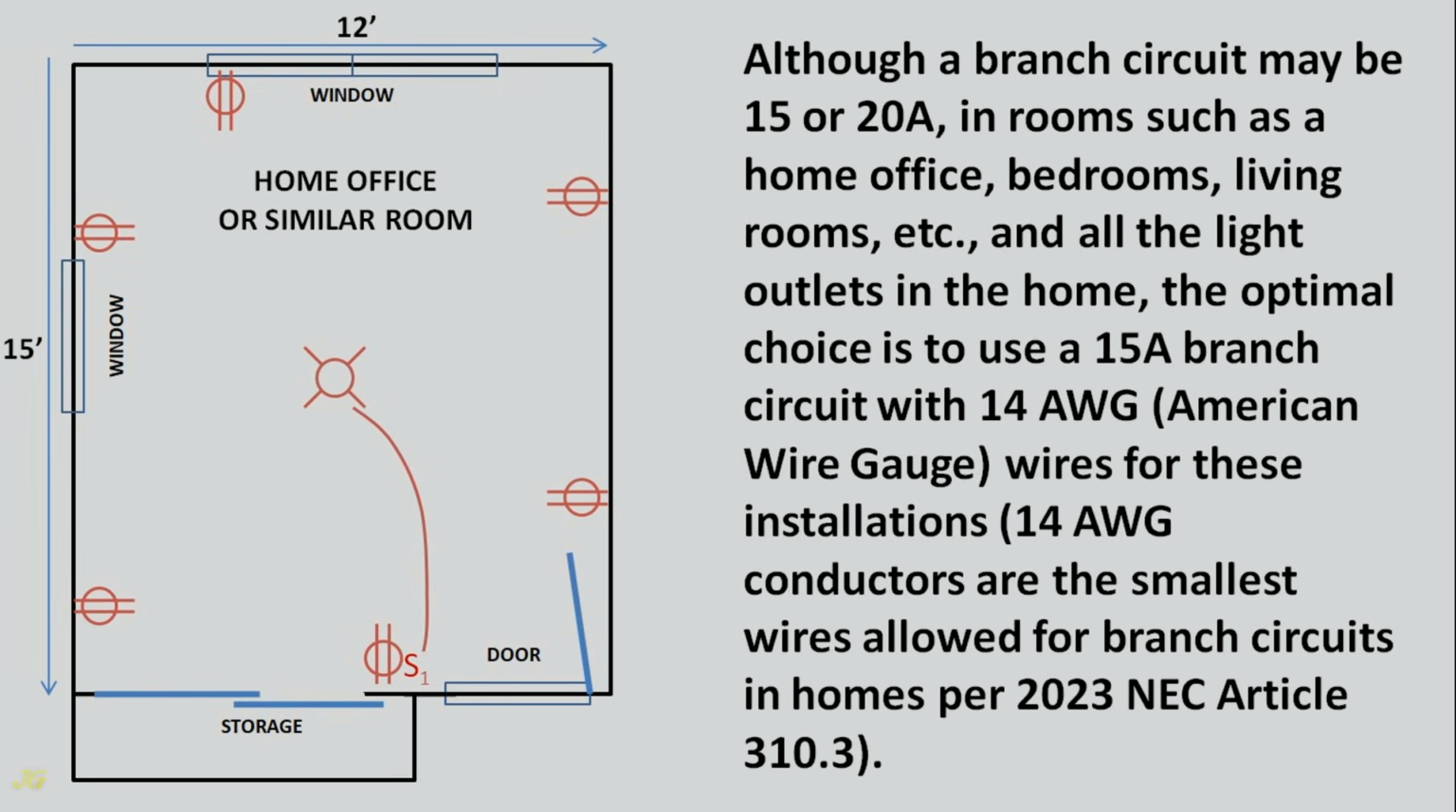Although a branch circuit may be 15 or 20 amps, in rooms such as a home office, bedrooms, living rooms, etc., and all the light outlets in the home, the optimal choice is to use a 15 amp branch circuit with 14 gauge wires for these installations. 14 gauge conductors are the smallest wires allowed for branch circuits in homes per 2023 NEC Article 310.3.